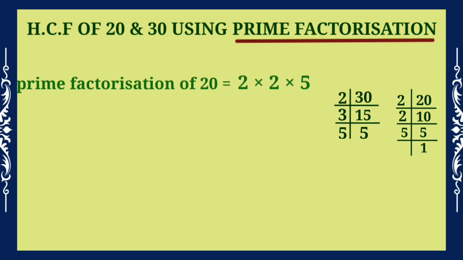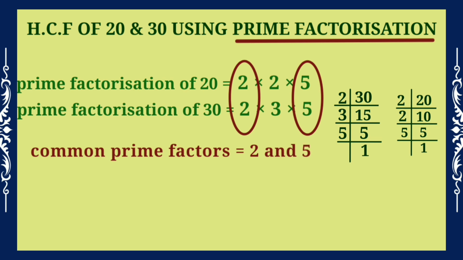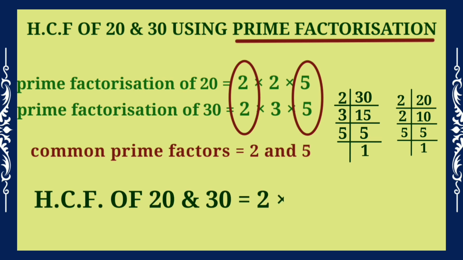Similarly, we will find the prime factorization of 30. They are 2 into 3 into 5. Now let's see which are the common prime factors of 20 and 30. They are 2 and 5. Now students, when we use prime factorization method, we get the answer by multiplying common prime factors. So, HCF of 20 and 30 is 2 into 5 is equal to 10.